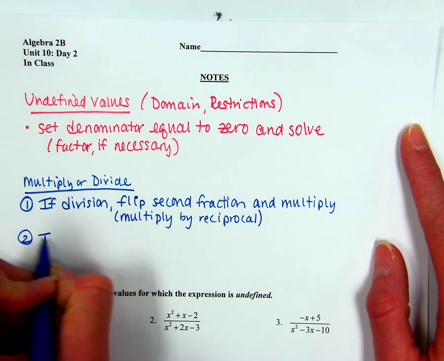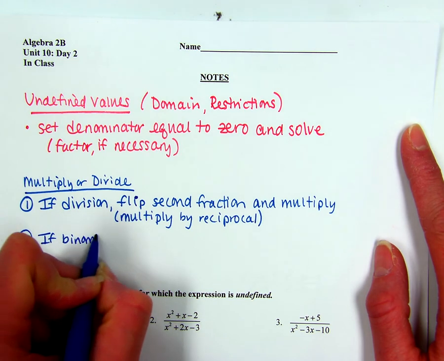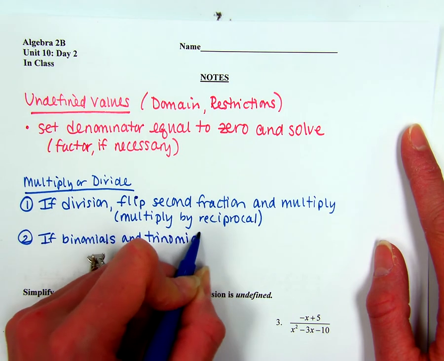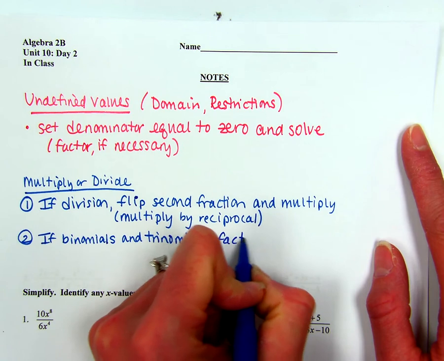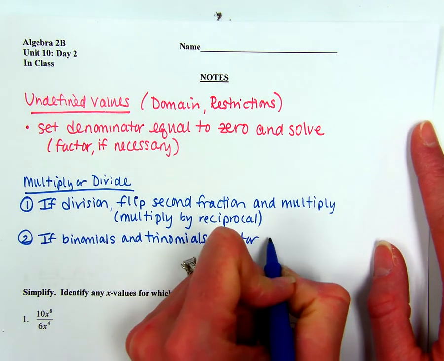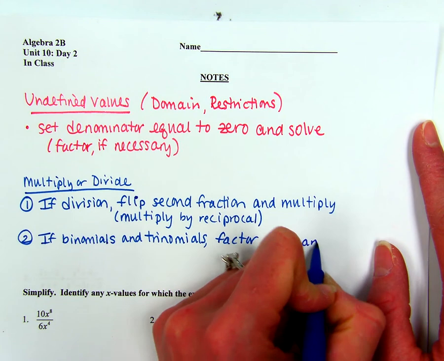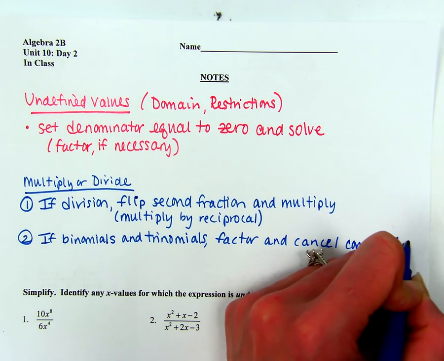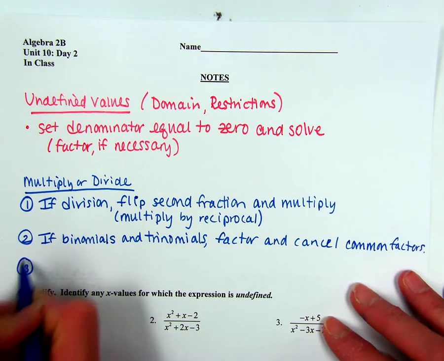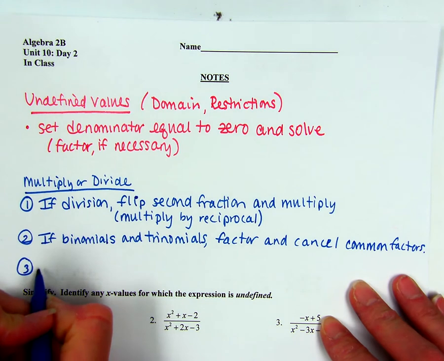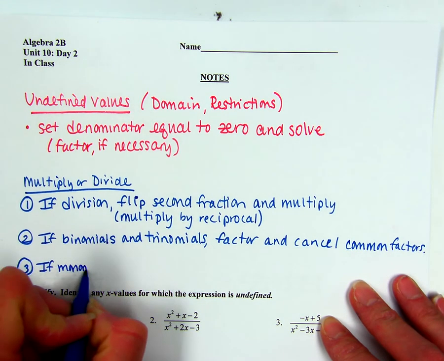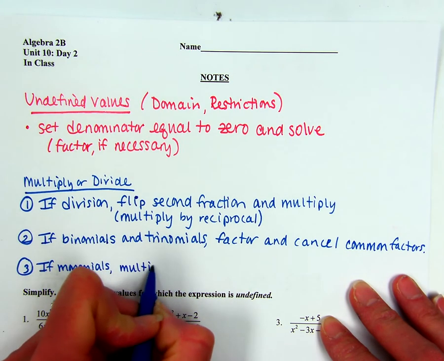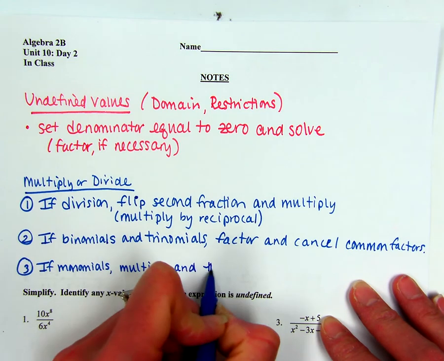Otherwise, then we're going to decide if we have binomials or trinomials. Then we're going to factor as much as possible. Then we're going to cancel common factors. All right, step 3. If you don't have any binomials or trinomials, so if they're just monomials, then you're going to multiply and then simplify.